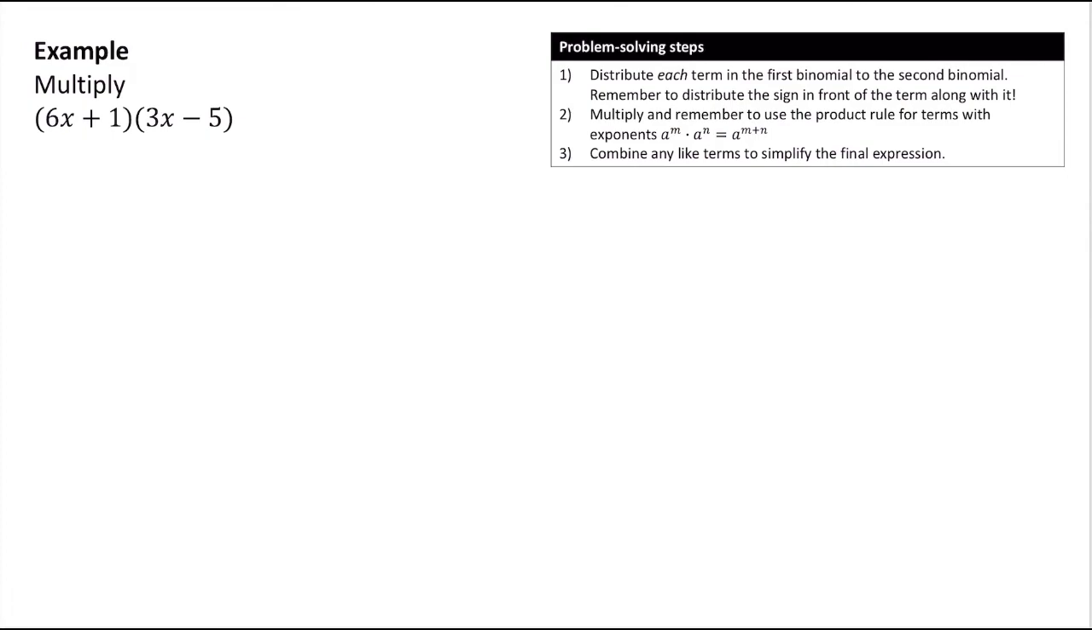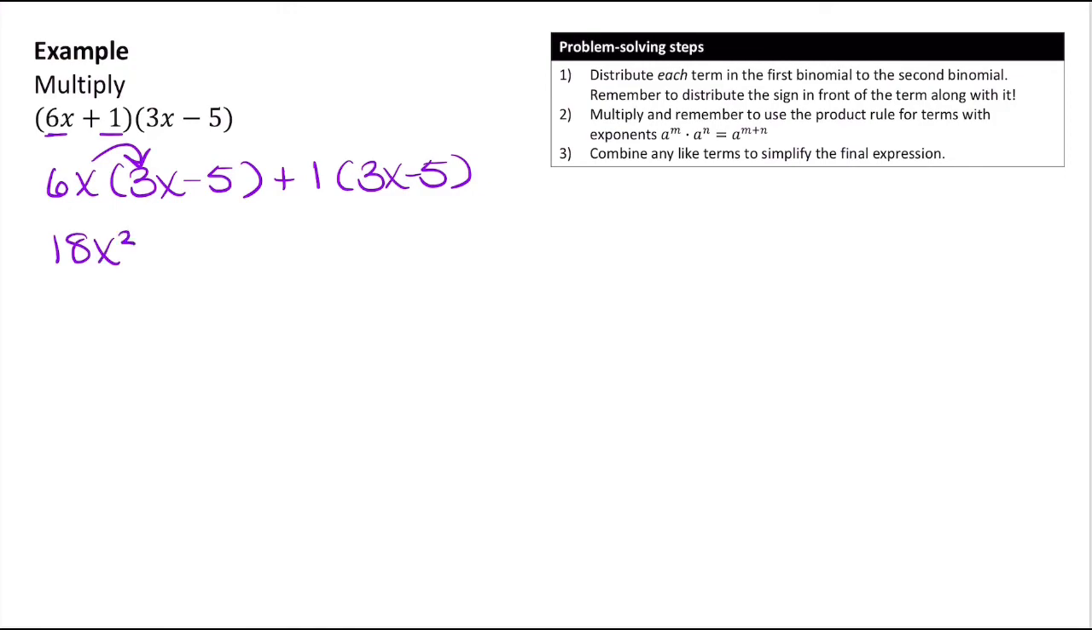So we have 6x plus 1 times 3x minus 5. So I'm going to take every term in the first binomial and distribute it to the second. So we have 6x times 3x minus 5 plus 1 times 3x minus 5. So let's go ahead now and distribute. So we have 6x times 3x, which gives us 18x squared. 6x times 5, so we have minus 30x.